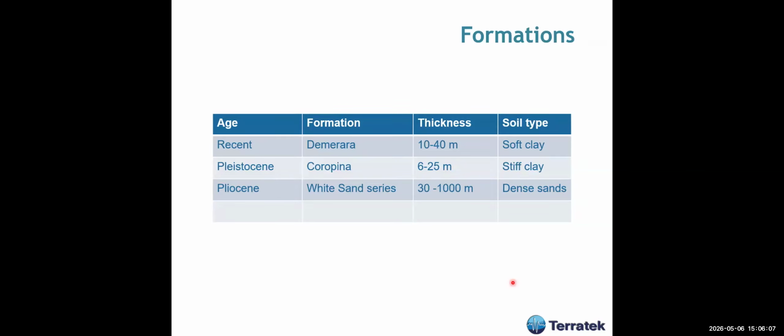10 to 40 meters in depth, and this is a very soft clay. Then you have the Pleistocene Coropina Formation, the depth varies from 6 to 25 meters, and is a stiff clay. And why? Because it was over-consolidated in the past. Due to erosion, it became over-consolidated. And then we also have the Pliocene white sand series. This varies a lot, from 30 meters thickness to 1,000. They are what we call the white dense sands.